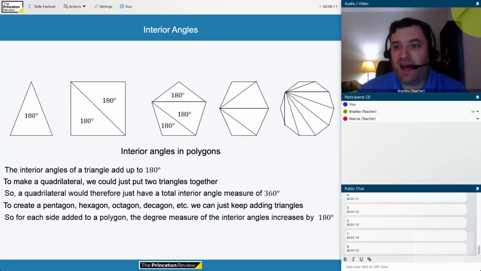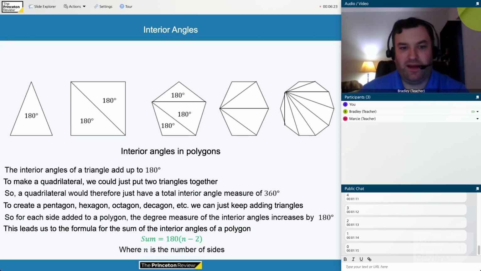So, right, for each side, we're just adding a new triangle. So the degree measure of the interior angles will just increase by 180 degrees. Which leads us to our formula for the sum of the interior angles of a polygon, which is the sum is equal to 180 times n minus 2, where n is the number of sides.